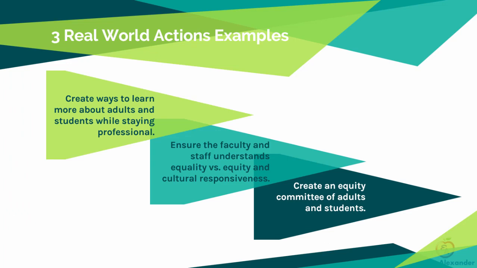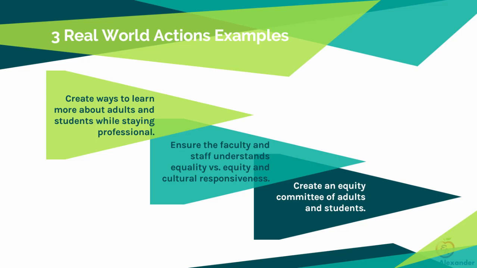So three real-world action examples is to create ways to learn more about the adults and the students while staying professional yourself. A lot of leaders, when we start talking about equity and cultural responsiveness, they're like, oh, that's awesome. Let's put it out there so the teachers can do it. We also have to do it. We also have to know the adults on our campus and the students on our campus, and we have to connect what we're doing to their lives. So we also have to do that.